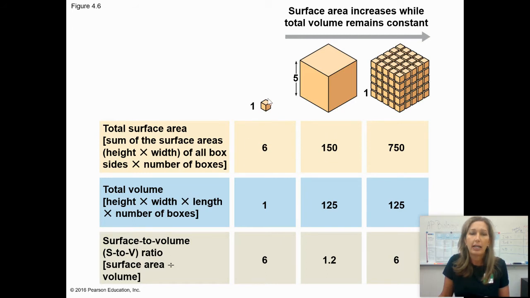We need to recognize that as something gets larger, surface area and volume do not increase at the same rate. And that's just basic math. Volume is calculated on a cubed basis. I'm going to multiply my height times width times length. My value here would be in a unit cubed is what I would have for volume. Surface area, I'm just multiplying 2 dimensions together and then adding all 6 sides. And so my value here would be in a squared value.